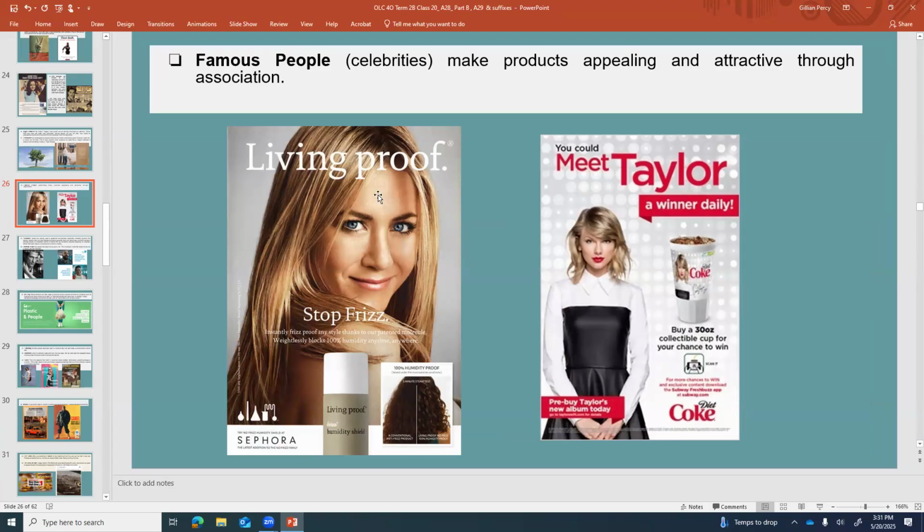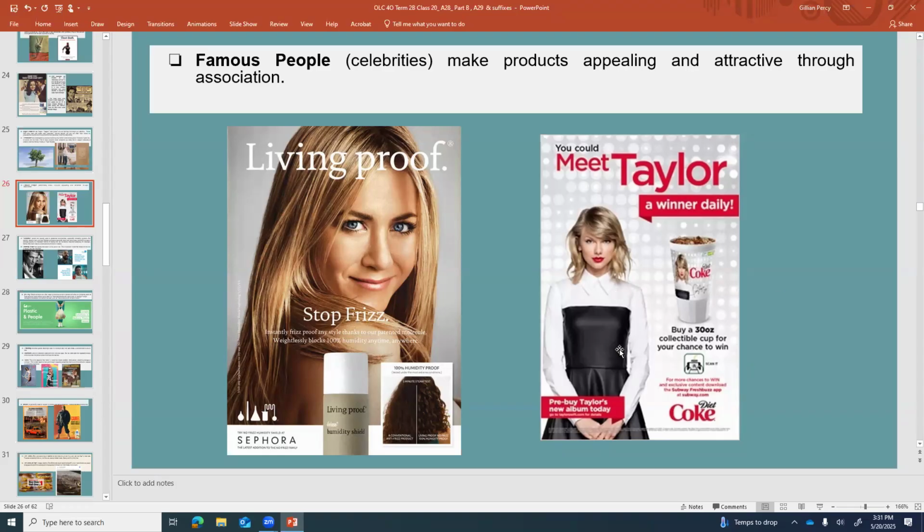I mean, I don't know Jennifer, you don't know Jennifer, but somehow the fact that a real person is saying it makes it sound more believable, because it's not the advertiser saying it, it's this other random, completely innocent person. Famous people, again, kind of ties into this. It can be a testimonial, but it can just be using their image. Like here we've got Jennifer Aniston, and it says "Living Proof, stop the frizz." Now she's not talking, it's just her hair, and they're giving the idea that she must use this product, and if you want your hair to look as beautiful as hers, you should use this product as well.